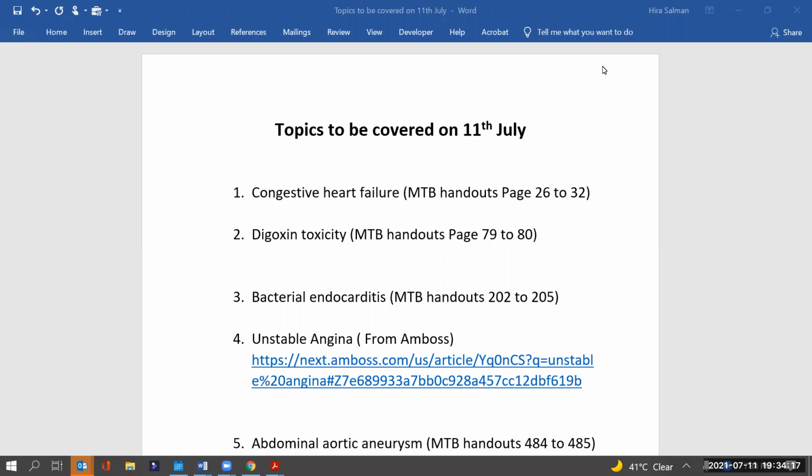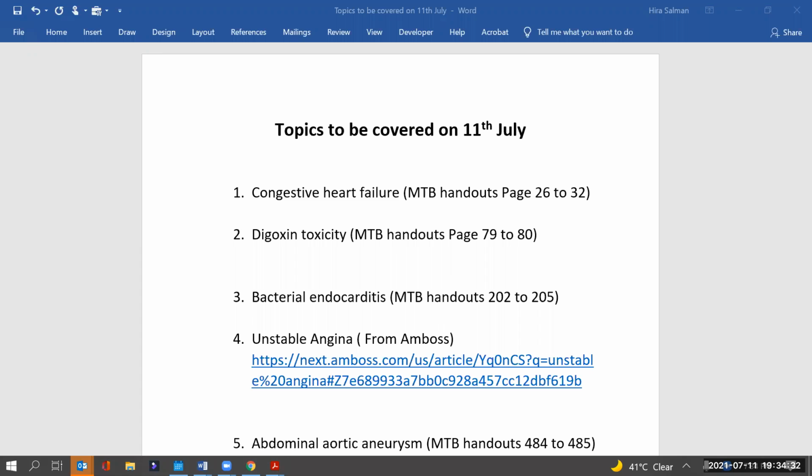This is session number 1, and we have certain topics. What we are going to do is first have a quick look at a topic. For example, we'll start with congestive heart failure, and then we will solve some recent recalls based on this topic. So let's start with congestive heart failure.